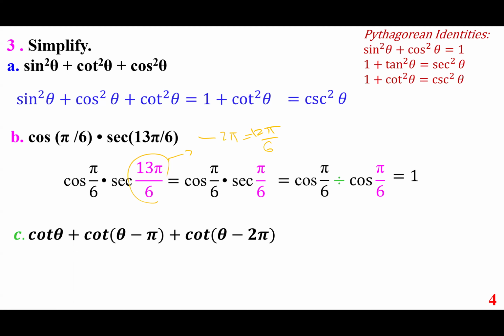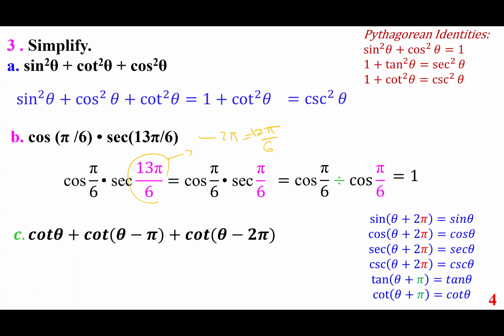Cotangent of theta minus pi, cotangent of theta minus 2 pi, reminding everyone about the fact that all trigonometric functions are periodic with the period of 2 pi. Tangent has a period pi, so does cotangent. Therefore, this is cotangent theta. This is also cotangent theta because this is multiples of pi. Negative or positive makes no difference. Therefore, you have 3 of those.